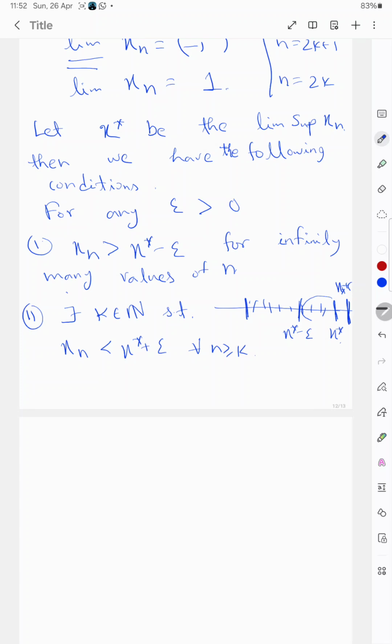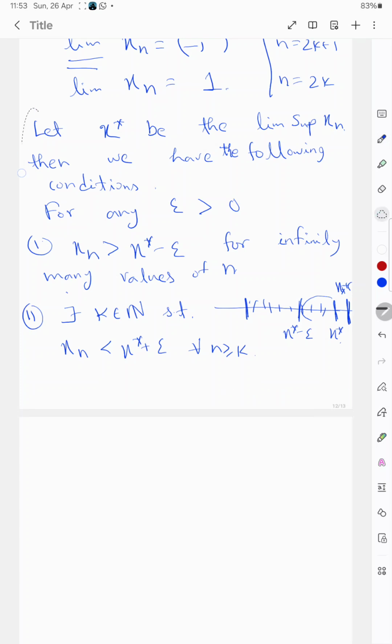Except few means what are the numbers for which this is not happening? For 1, 2, dot dot dot k minus 1, right? So except these numbers, for all other numbers, this statement is satisfied. Okay, so this is the definition.